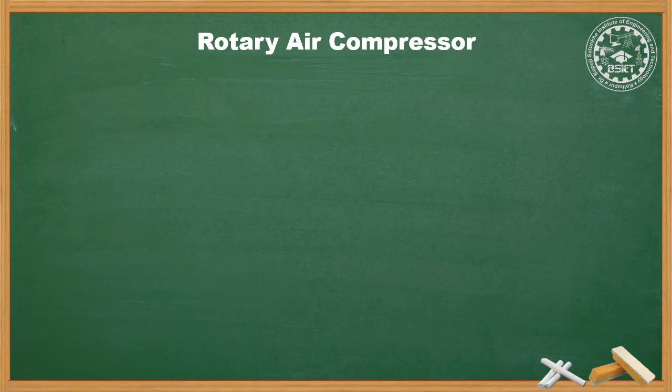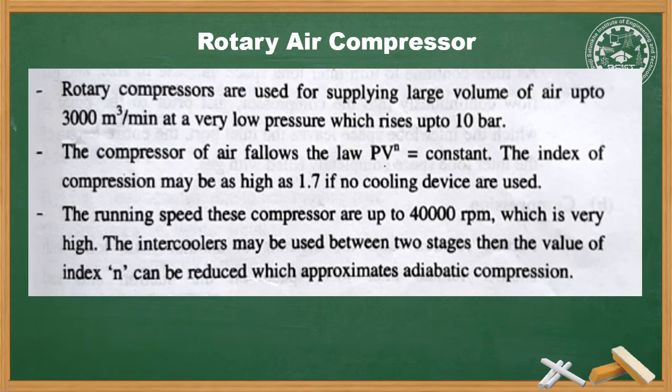Next is the rotary air compressor. Rotary compressors are used for supplying a large volume of air, up to 3000 meter cube per minute, at very low pressure, which rises up to 10 bar. The compression of air follows the law PV^n = C, that is, PV raised to n is equal to constant.